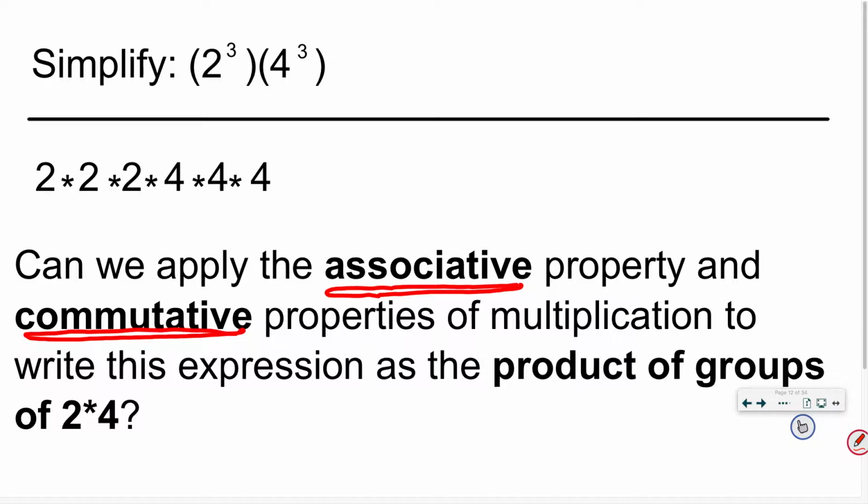I can change the order if I'm multiplying or adding. Does anyone remember the associative property? Yeah, we can actually regroup the numbers. Perfect. So could I rewrite this expression into groups of 2 times 4? If I wanted to show the product of 2 times 4, how can I rewrite that? 2 times 4 times 2 times 4. Are those the same? Yes. Did I change the value in any way? No. The commutative property tells me I can change the order. And right now, we're going to actually do something with the associative property.